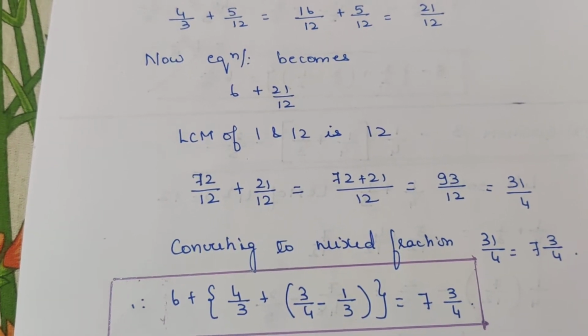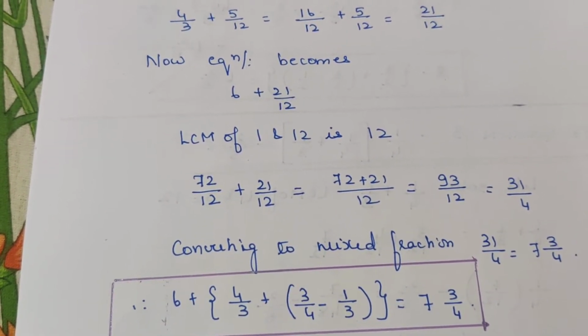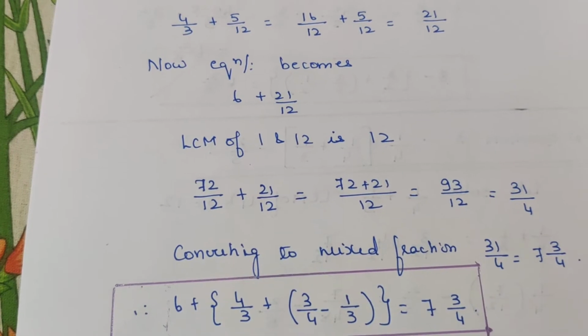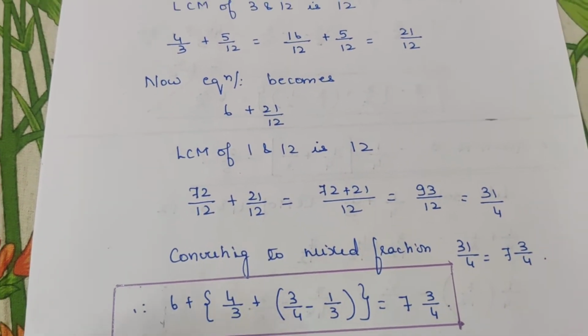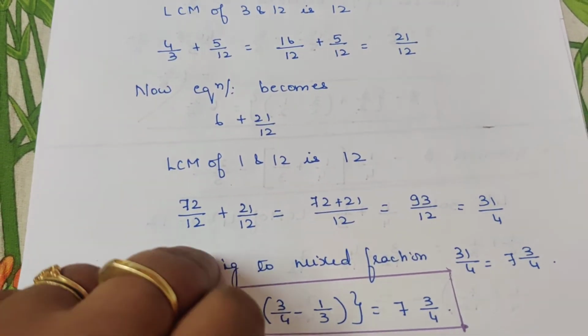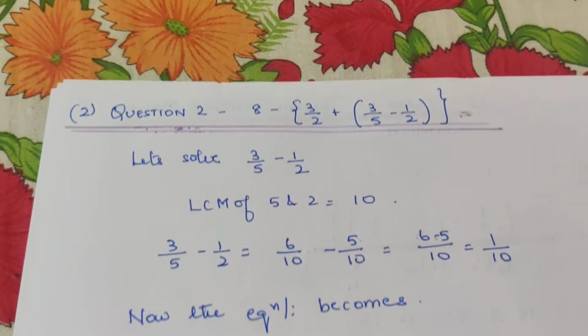Here the concept is to start using BODMAS and start simplifying the brackets, and you will be able to do the sums easily. Little lengthy sums but very easy. Let's move on to question number 2.